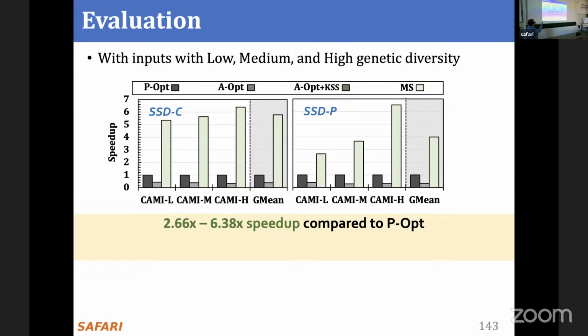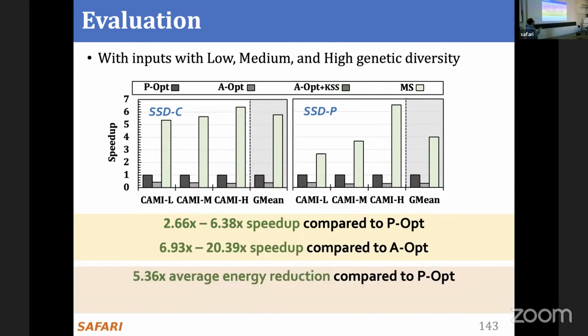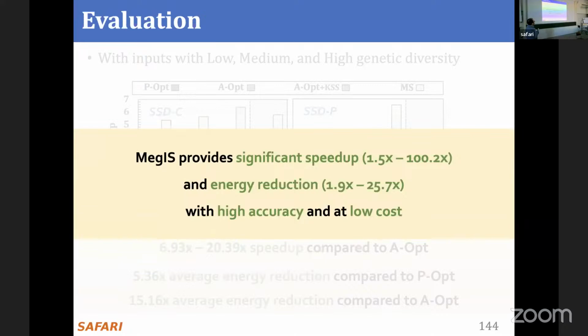So even compared to the performance optimized baseline, we have good speed up. And compared to the accuracy optimized baseline, our speed up is much more. We also provide good energy reduction compared to the performance optimized and accuracy optimized systems. We don't have the results here, but Megis provides high accuracy at low cost. The area overhead of Megis, all the accelerators that we have inside the storage, is relatively low cost.